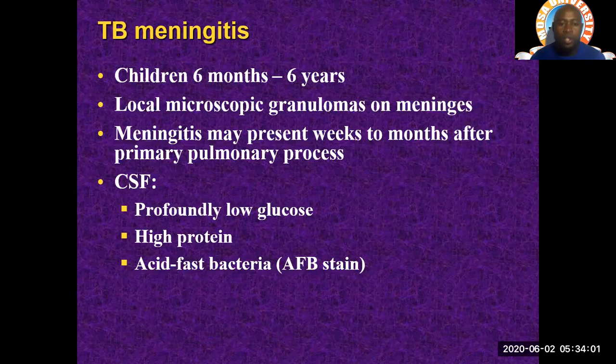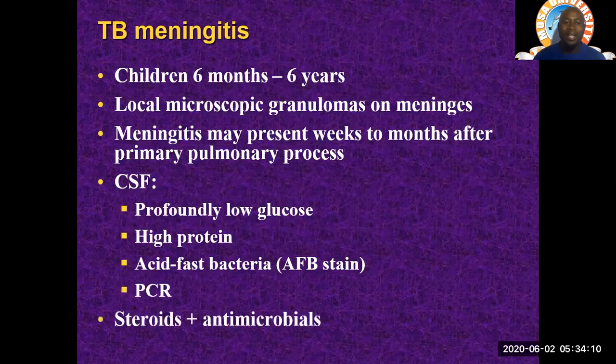Okay? So when you do the CSF and you find that the glucose levels are low but the protein levels are high, it is even more indicative that this is TB meningitis. You can also do an acid fast bacilli stain. Also, we can do PCR.